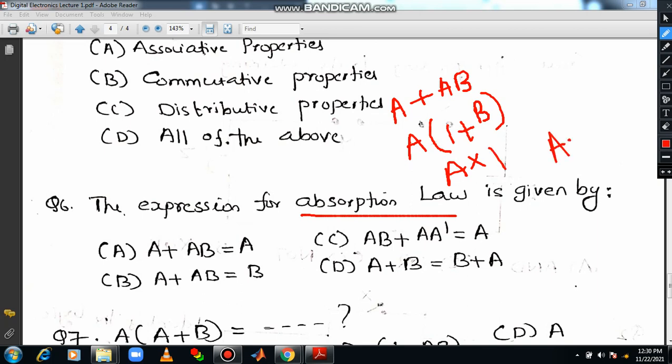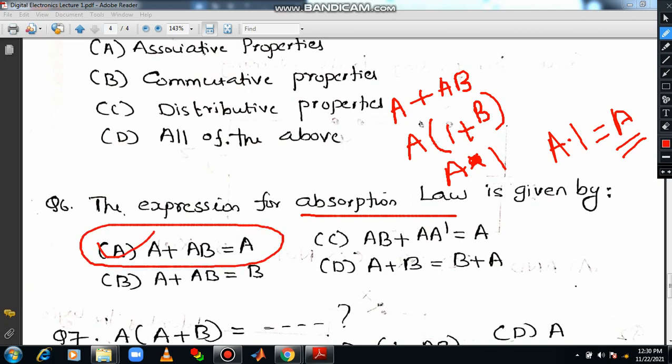So A dot 1. What is A dot 1? This is dot only, don't misunderstand. A dot 1 is equal to A. Now you tell me which is the correct answer. Option A is the correct answer. So this statement can be called the absorption law. So A is the right answer.